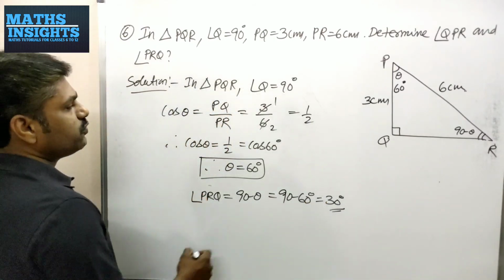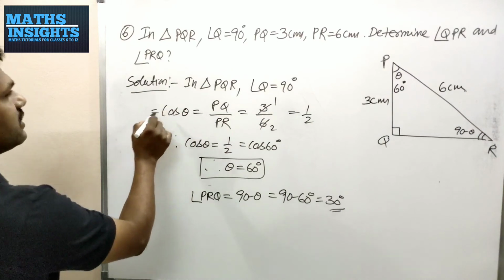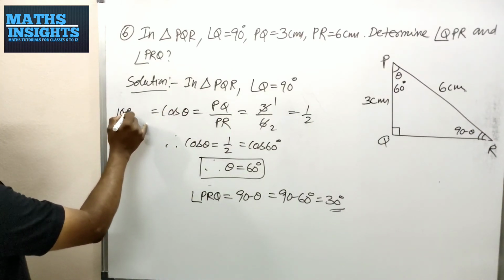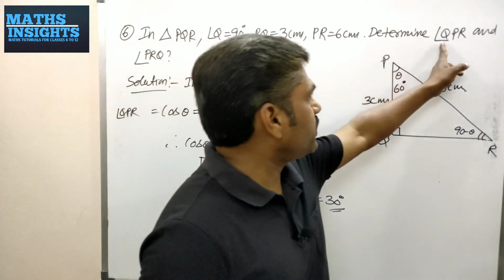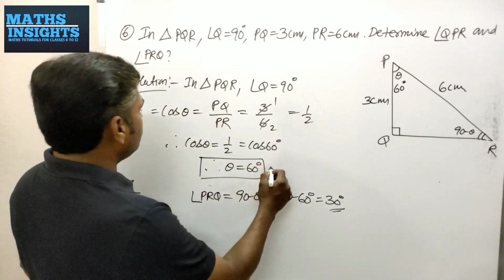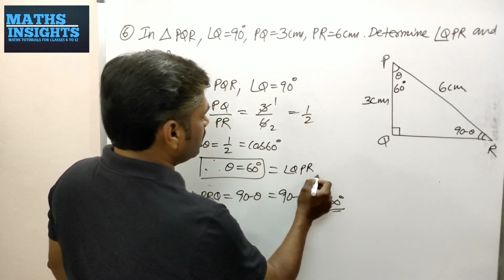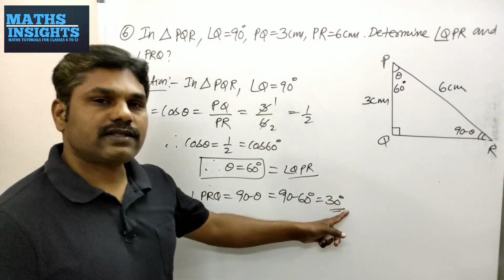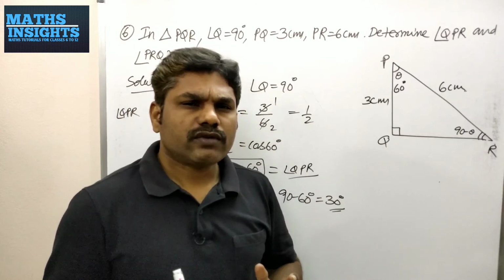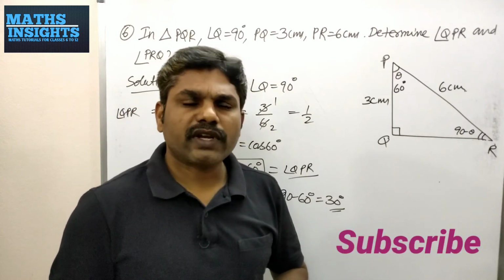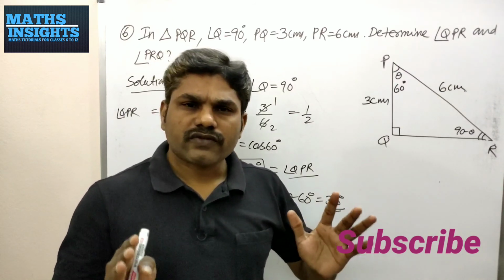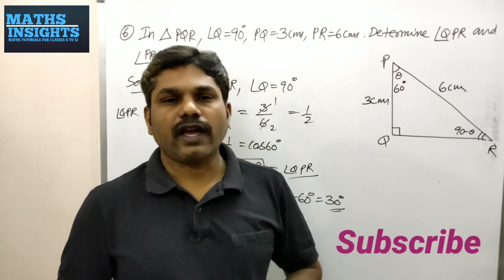In this way you may calculate. This is angle QPR. What they are asking, QPR is named as theta and we calculated it as 60, that is angle QPR equal to 60 degrees and PRQ as 30 degrees. So these are some problems which are very helpful in remembering the definition of trigonometric ratios and values of some specific trigonometric angles.